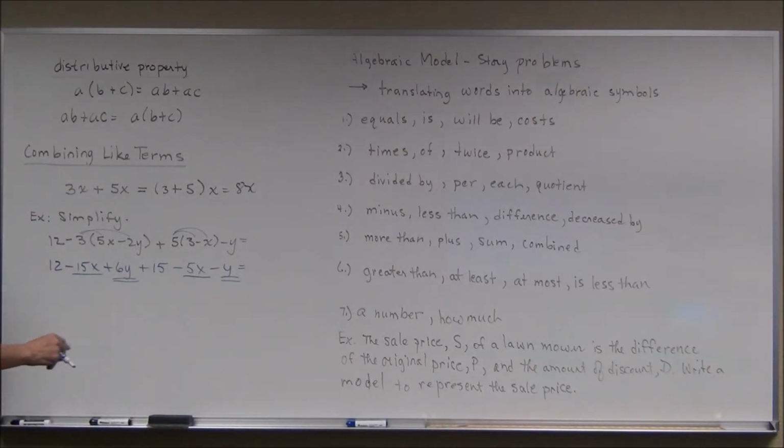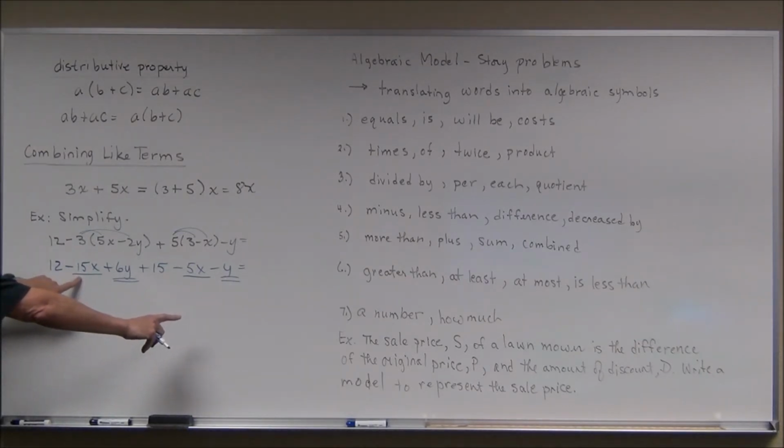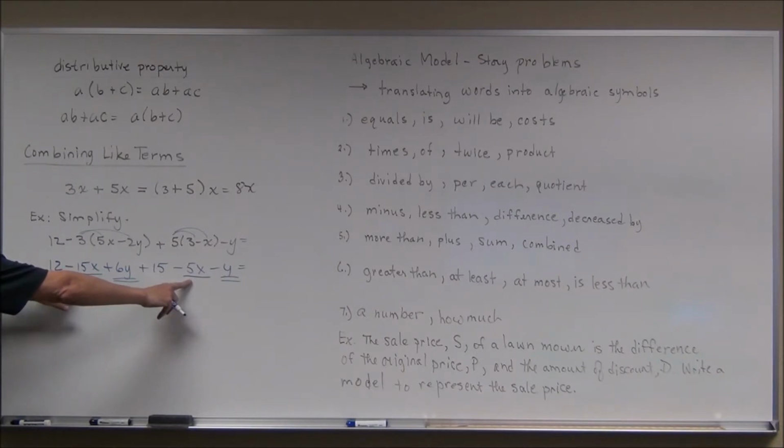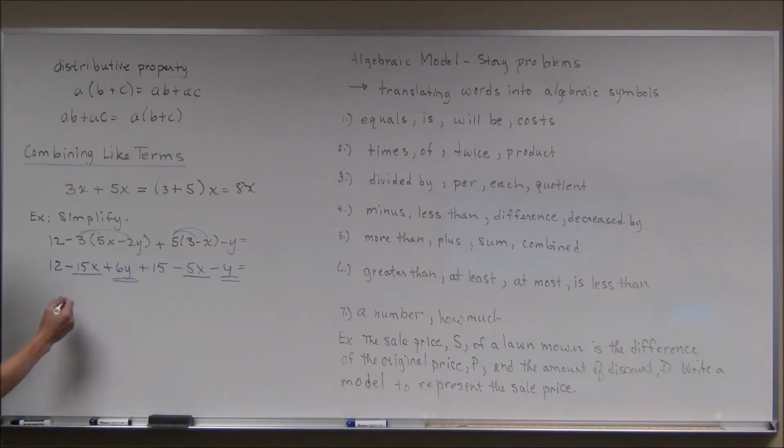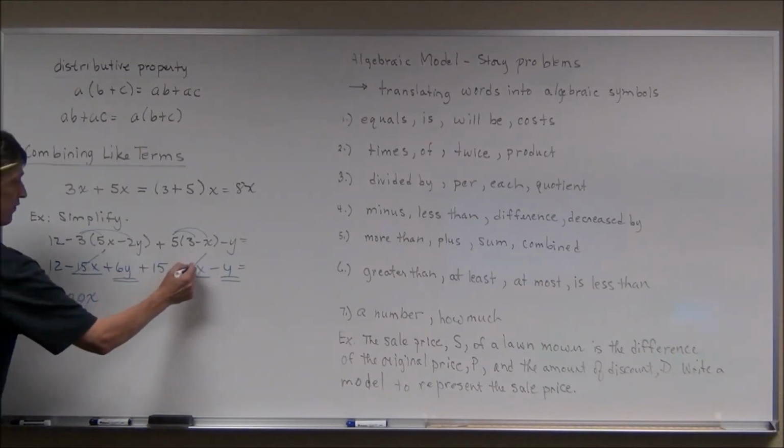So I like to go alphabetically. I like to do my variables and then my constants on the end. Minus 15x and a minus 5x. It's like a negative 15 and a negative 5. That's negative 20x. Cross them out so I don't get confused with them.